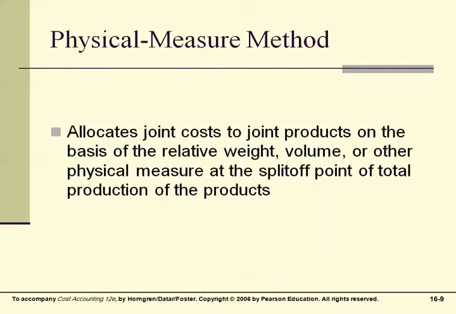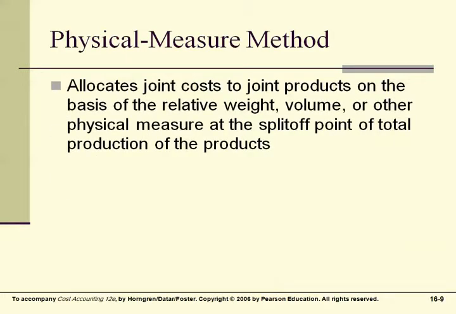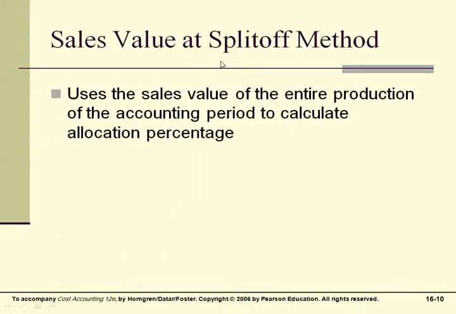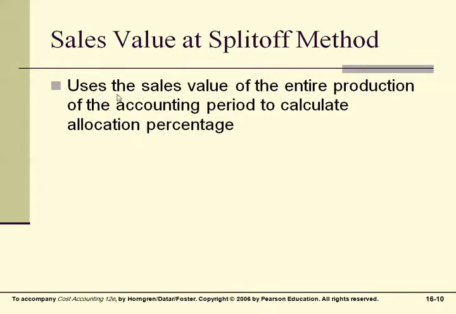Physical measure method allocates joint costs to joint products on the basis of the relative weight, volume, or other physical measure at the split-off point of total production of the products. Sales value at split-off method uses the sales value of the entire production of the accounting period to calculate the allocation percentage.